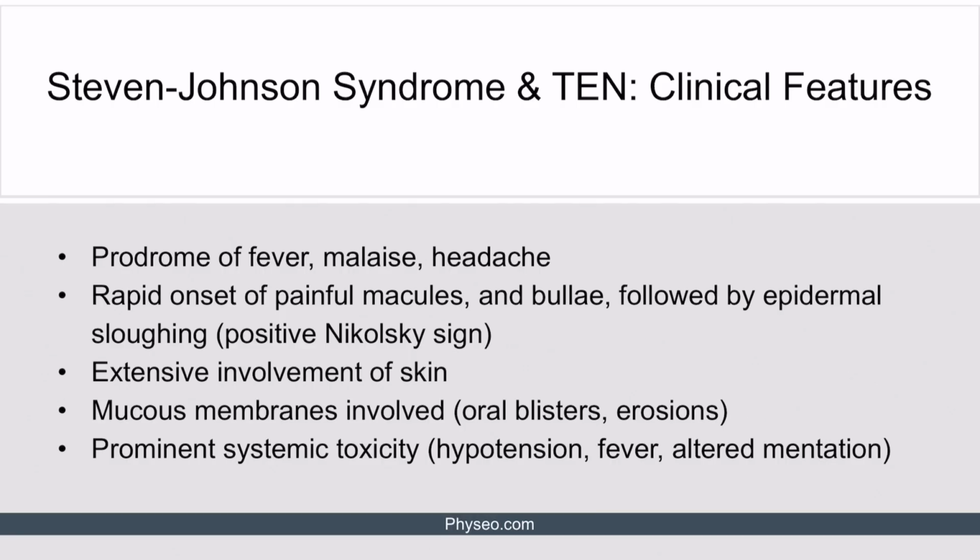The lesions are widespread, and so there is extensive involvement of the skin. Mucous membranes are also involved in the form of oral blisters and erosions. In addition, there is prominent systemic toxicity, and the patients are quite ill. They usually have hypotension, fever, and sometimes altered mentation.